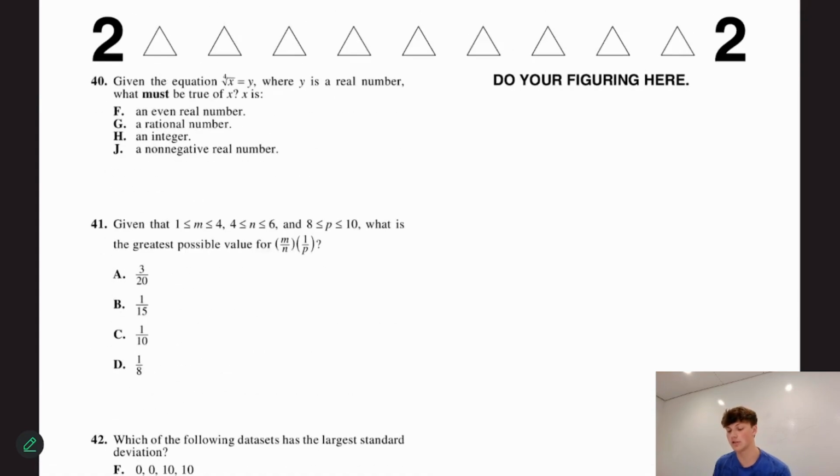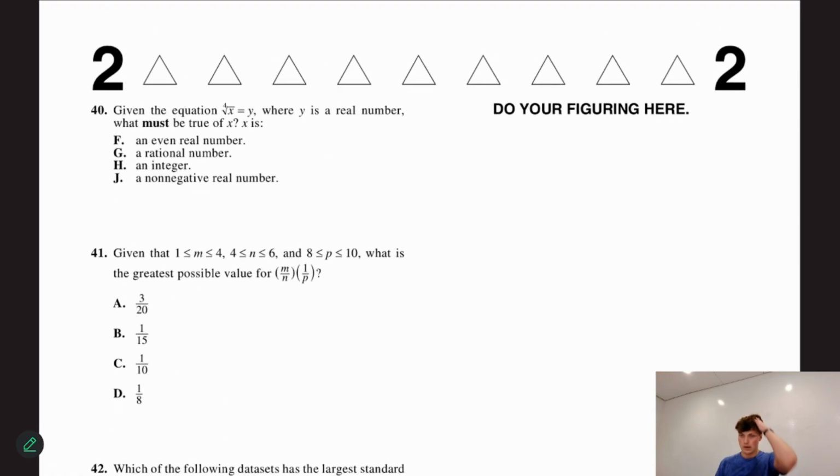On to the final couple of pages here for this test. Question 40. Given the equation, the fourth root of x equals y, where y is a real number, what must be true of x?